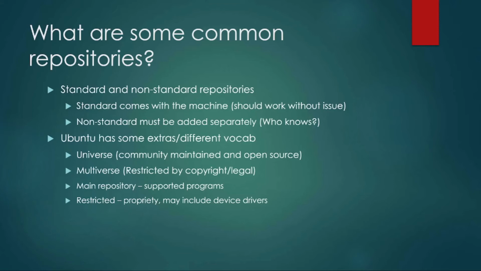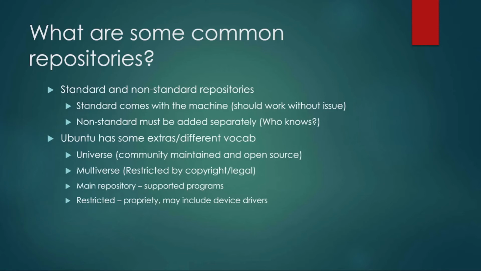Non-standard means it has to be added separately, and we're going to talk about how to add repositories in a minute. Ubuntu has some slightly different vocabulary here, and you might find this with other more off the beaten path systems as well. So Universe is community maintained and open source. Multiverse means that it's actually copyright restricted, which you may or may not care about. The main repository is going to be all of the supported programs for Ubuntu.